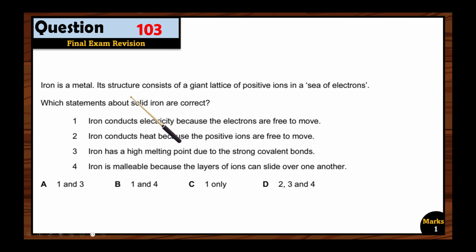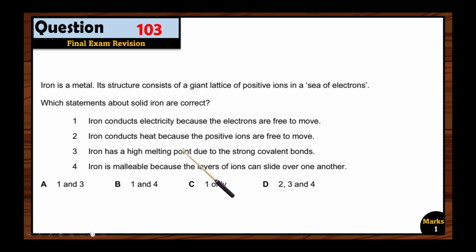Question 103. Iron is a metal. Its structure consists of a giant lattice of positive ions in a sea of electrons. Which statements about solid iron are correct? Now let's see about solid iron. It has a metallic bond. Iron conducts electricity because the electrons are free to move. Yes, that's right. Iron conducts heat because the positive ions are free to move. That's wrong. Iron does not conduct heat because the positive ions are moving, but because the particles vibrate. It's a solid, so the particles vibrate and transfer the heat.